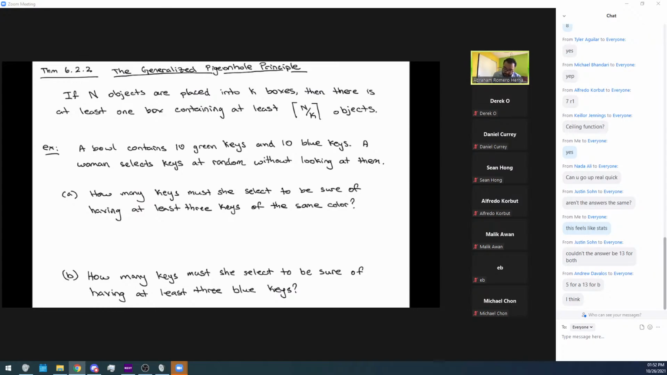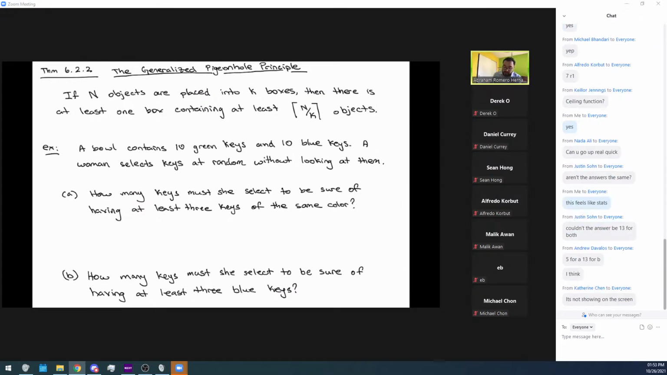Picking the first key can either be blue or red. Let's suppose it's blue. Picking the second key can either be blue or red. Let's suppose it's red. The next one will be blue. The next one will be red. So for sure it has to be more than 3. But then the 5th one, it doesn't matter which one it is, blue or red.